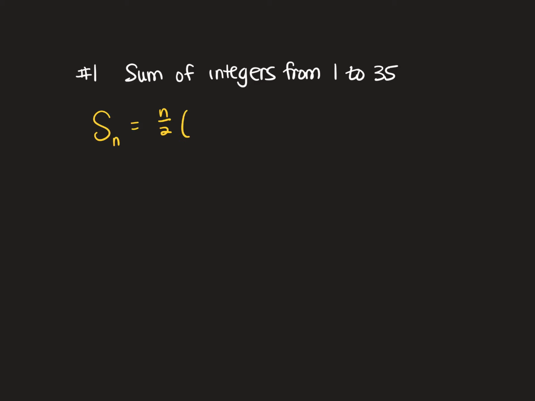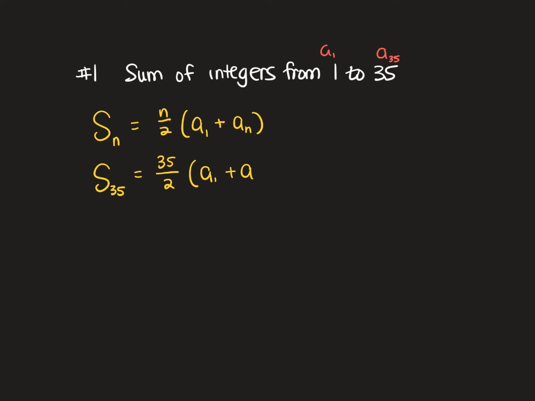So it's n over 2 times a sub 1 plus a sub n. Well, if we know we're dealing with our first term is a sub 1, our nth term, which will be our 35th term, since we're talking about integers, we're counting by 1, would be 35. We can pretty quickly find the sum of the first 35 integers by just replacing n with 35.